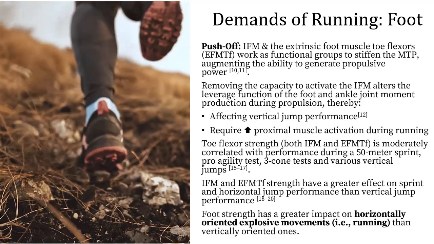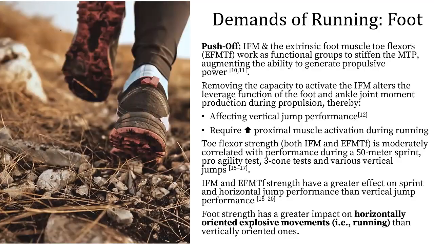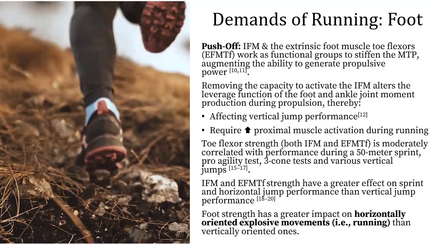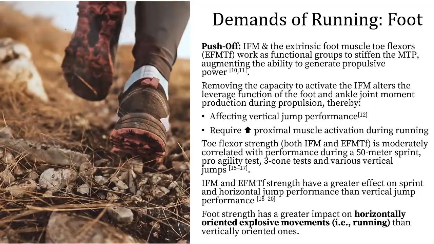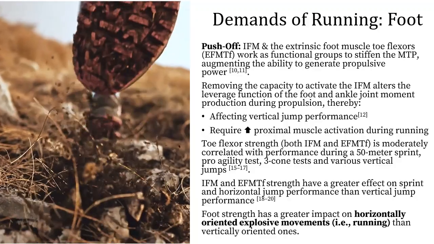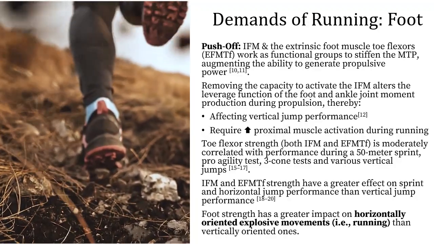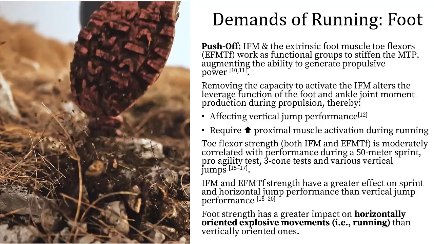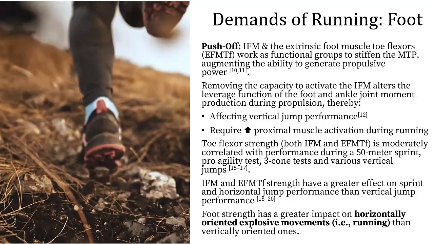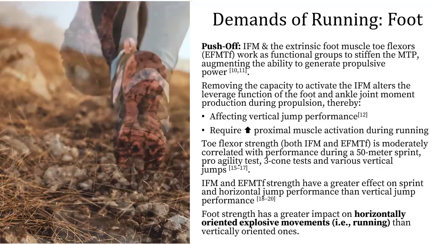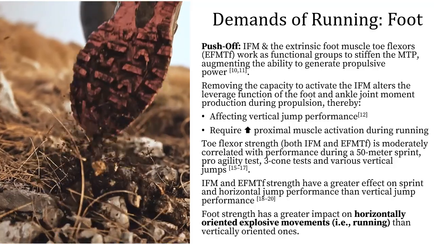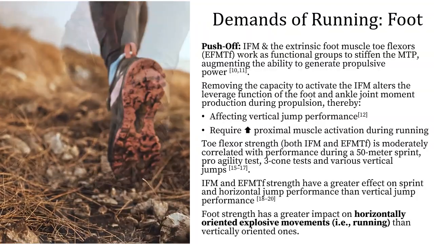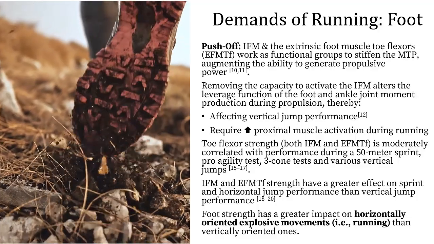So similar concepts are conveyed here. So the push off of the intrinsic foot muscles, and the toe flexors, work as functional groups to stiffen the MTP and the longitudinal arch to augment the ability to generate propulsive power. Removing the capacity to activate the intrinsic foot muscles alters the leveraging function of the foot and ankle joint muscles that are used for the production of forward propulsion, thereby affecting vertical jump performance and also requiring an increased proximal muscle activation during running.